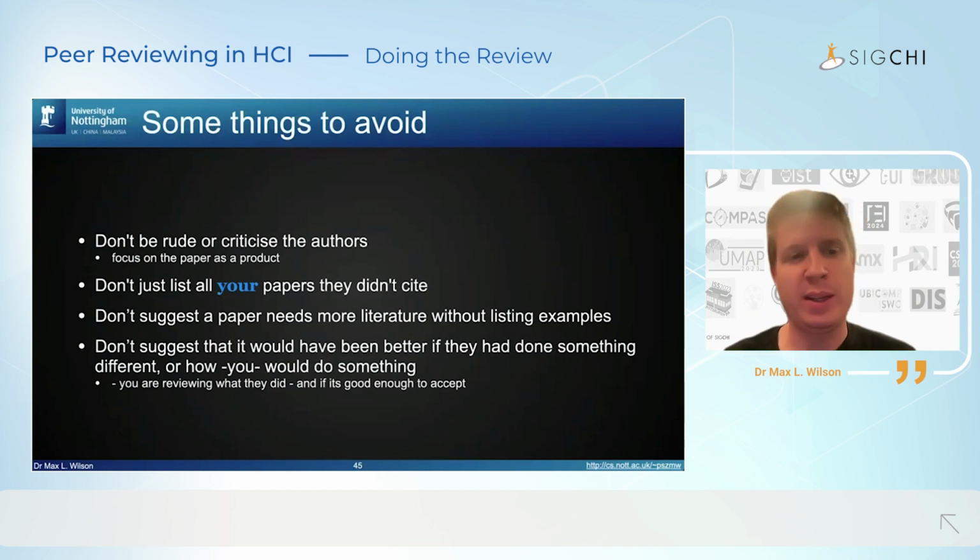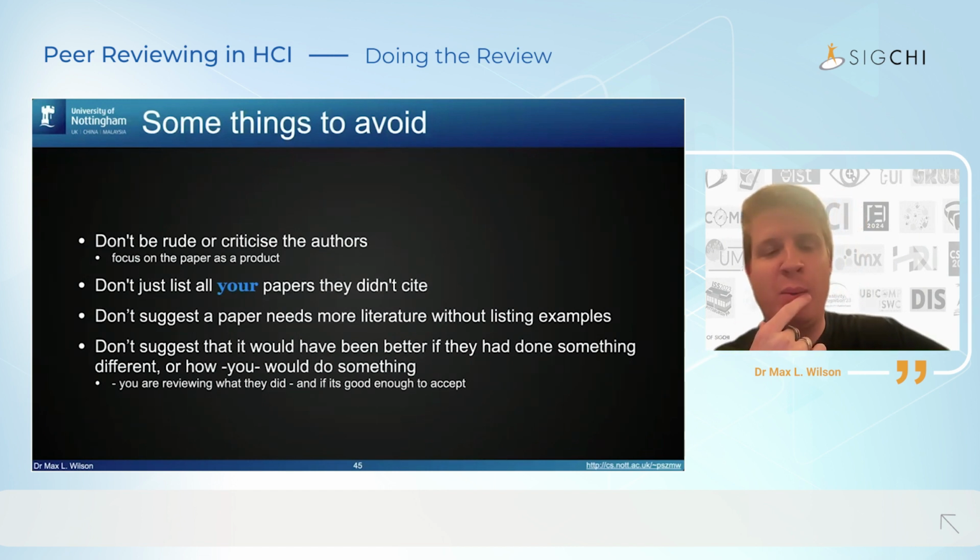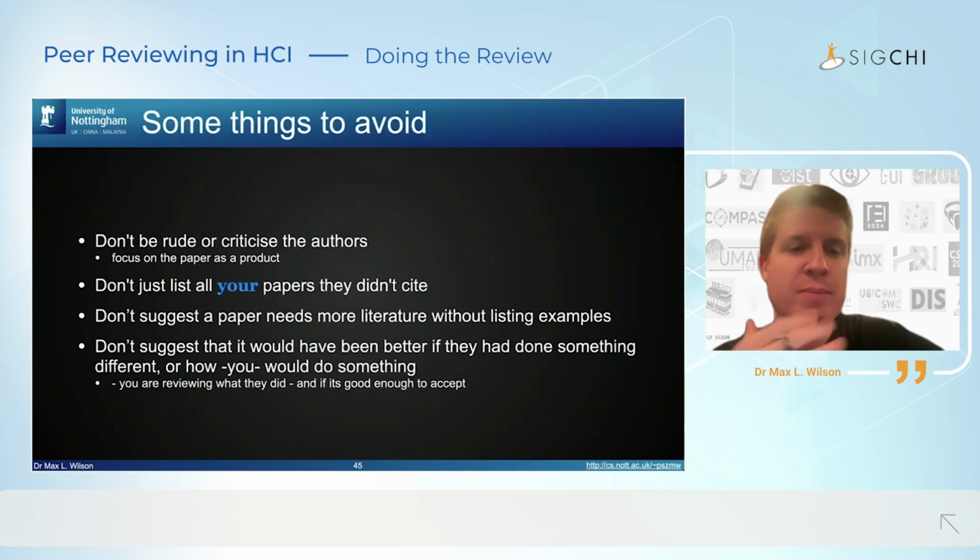It's a common mistake to be like, oh, you didn't cite these 12 papers by Wilson. And then that just gives away who you are as well. And it's not really fair and balanced and objective. It's too personal.